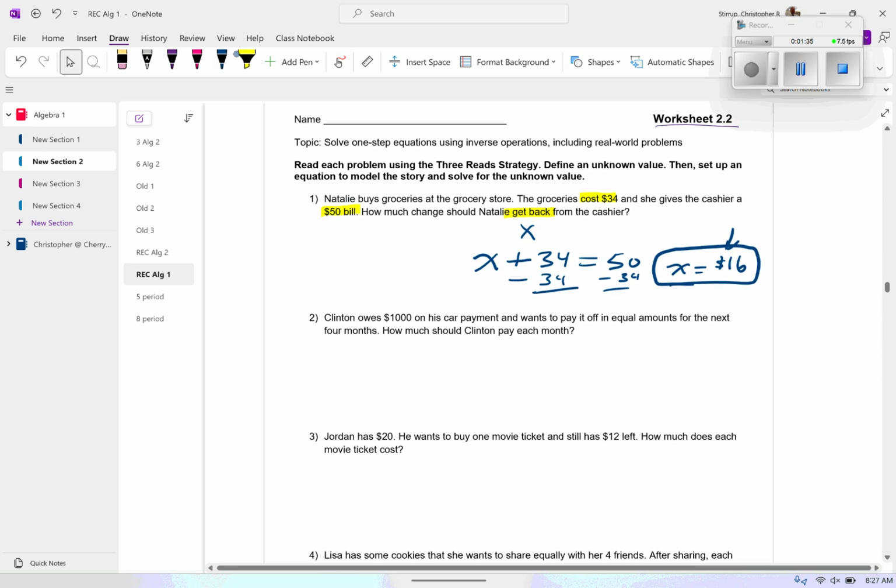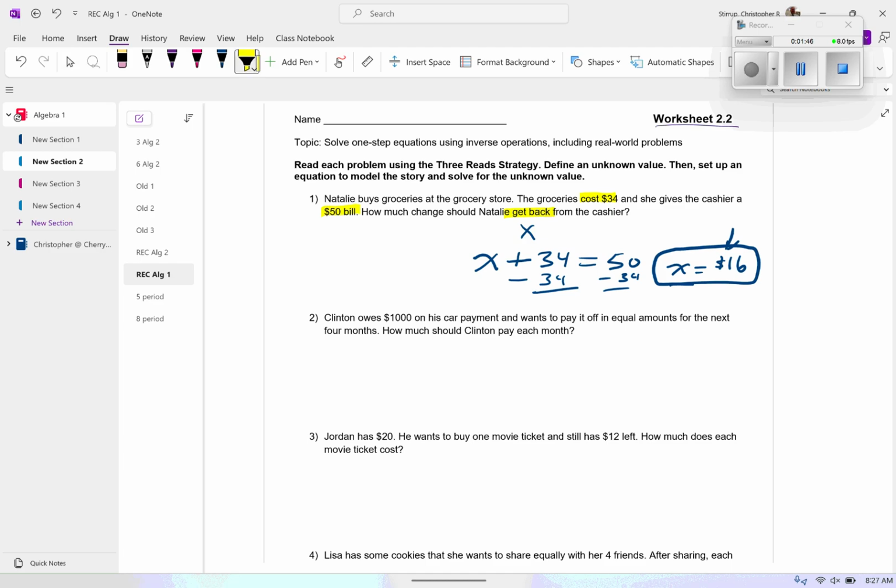Problem number 2 says Clinton owes $1,000 on his car payment and wants to pay it off in equal amounts for the next 4 months. How much should Clinton pay each month? Okay, so this is how much Clinton owes and wants to pay it off in equal amounts for the next 4 months. So let's kind of think about this. So there's 4 months. Let's just call these boxes months. And there's going to be the same amount of money paid each month for those 4 months. So there's 4 months. We want to figure out what the payment would be. And there's $1,000 left to do.